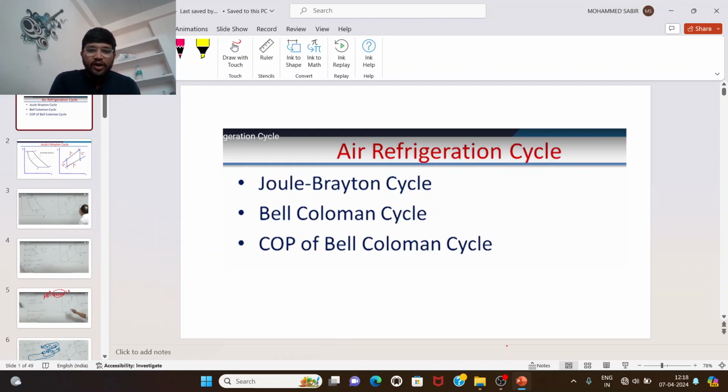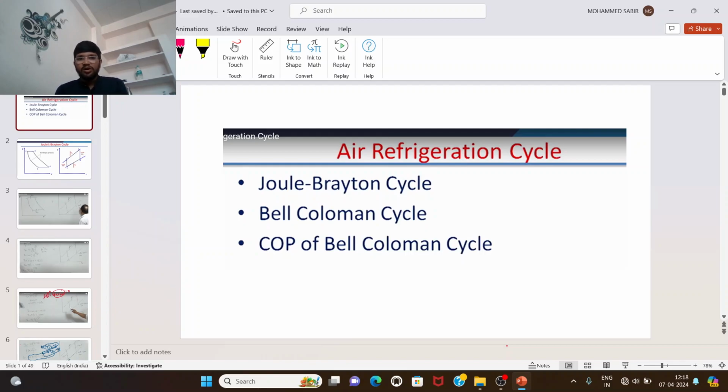In these sessions, we are going to start the air refrigeration cycle. Basically, we have three cycles: the Joule Brayton cycle, the Bell-Coleman cycle, and the COP of the Bell-Coleman cycle. We'll discuss these three topics.